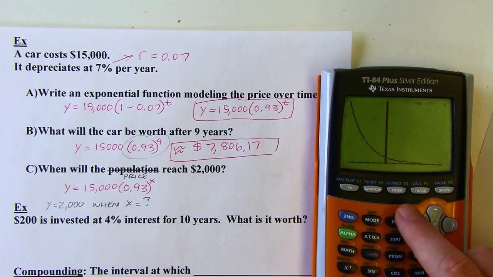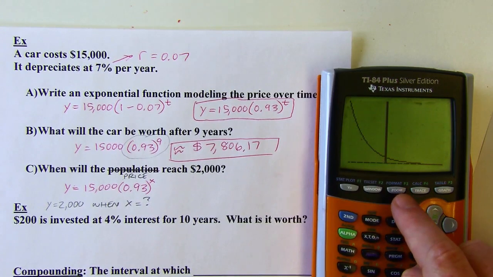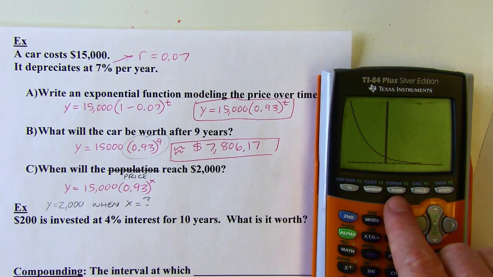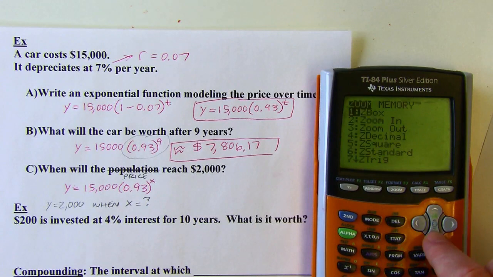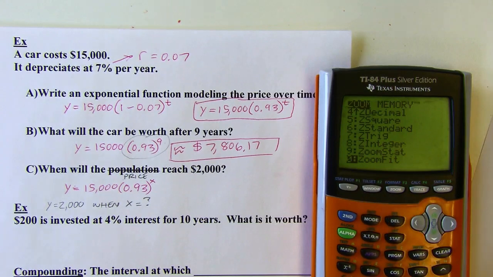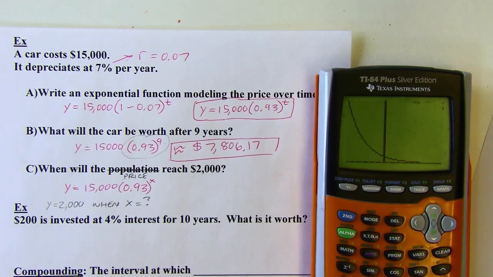Yours might look a little different, but you could play around with the zoom. As long as you can see the curve, then it should work out pretty well. If you can't see the curve, hit the zoom button, and you could go down to zoom fit. On mine, that's the 10th option down there, and if you hit that, it should show you the curve. And that's what I want.